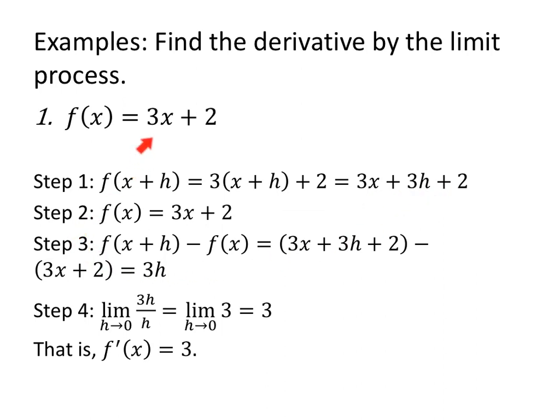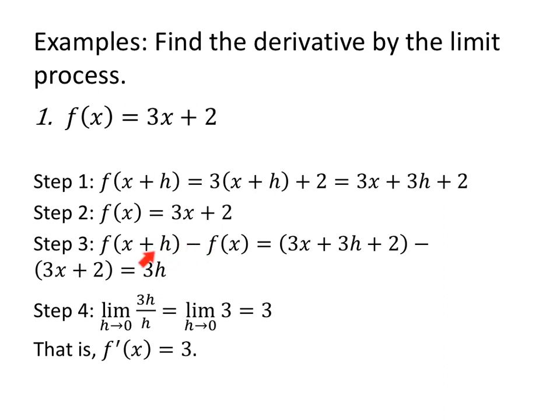Step 2, I'm going to write down f of x. Step 3, I'm going to find the difference. F of x plus h minus f of x is 3x plus 3h plus 2 minus the original function. And when I subtract that original function, notice I'll have 3x minus 3x. I'll have 2 minus 2. And the only thing I'm left with is a 3h. At this step, it's the end of step 3, after you simplify, every single term should have an h remaining in it. And we'll see why in a couple more examples.